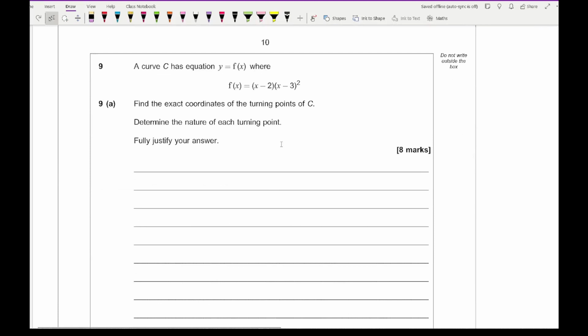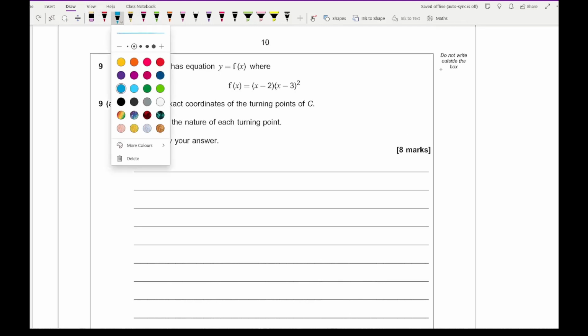Then moving on to question 9, it says that a curve has the equation y equals f of x, where f of x equals (x minus 2)(x minus 3) squared. Find the exact coordinates of the turning points of C and determine the nature of each turning point, fully justifying your answer. So first things first, let's have a look at what this graph actually looks like.